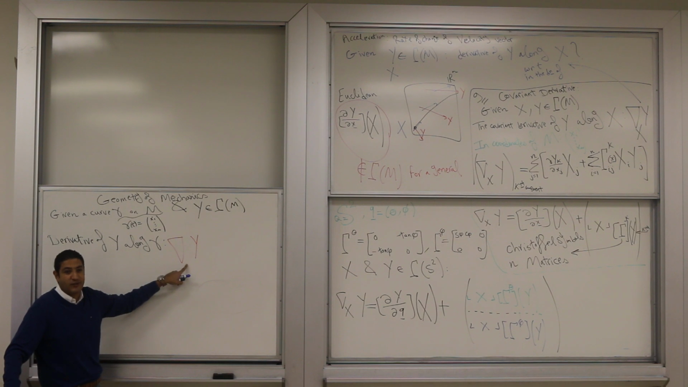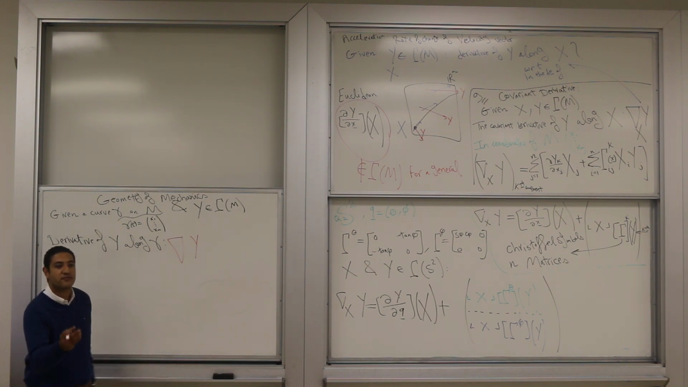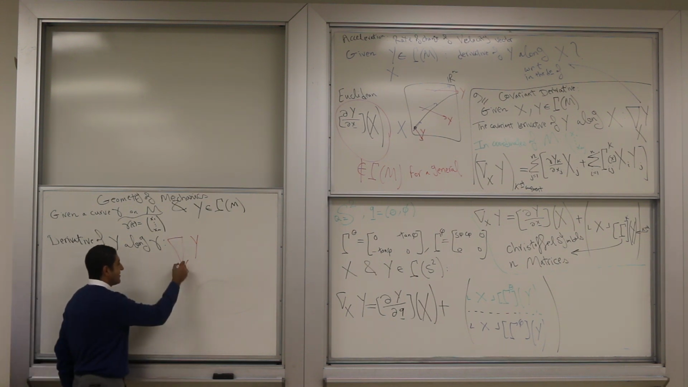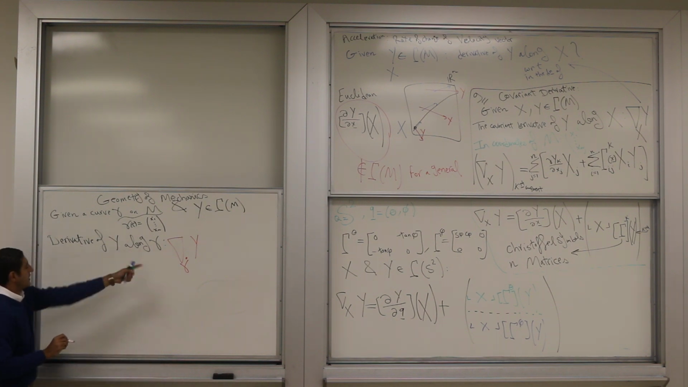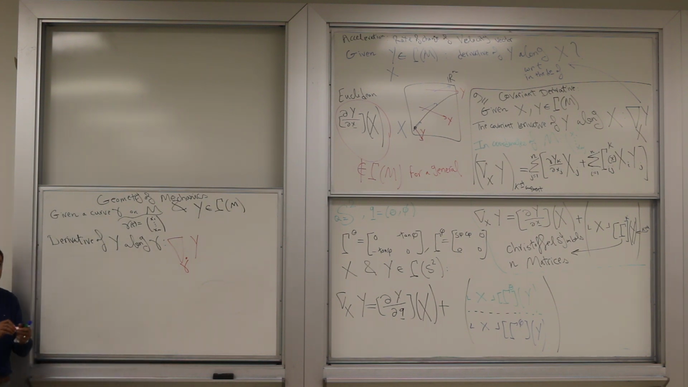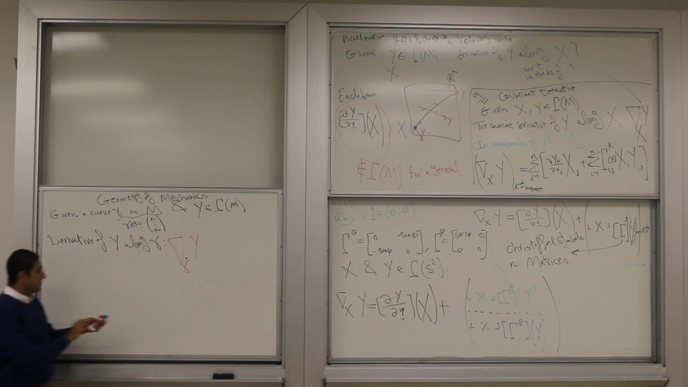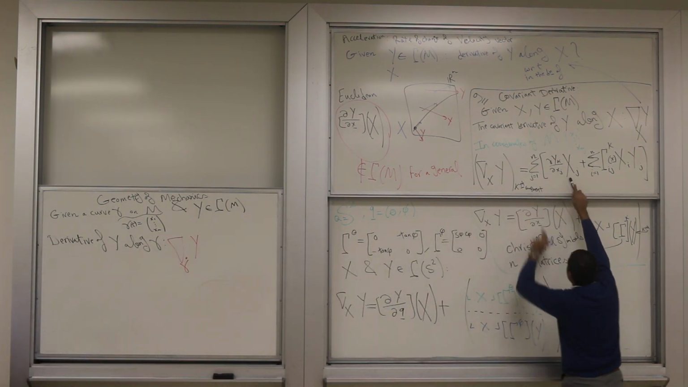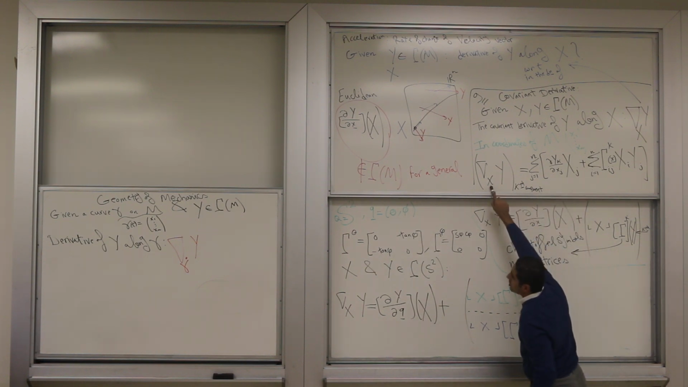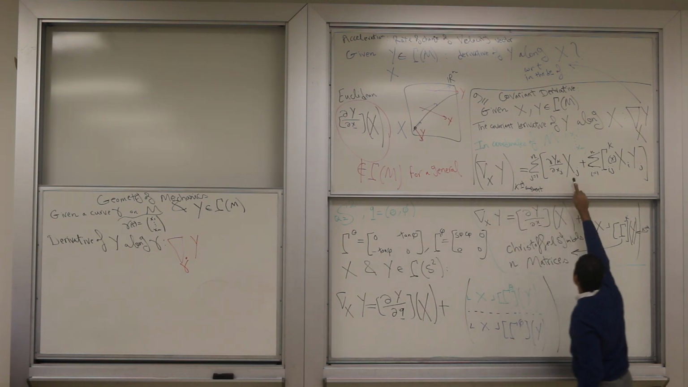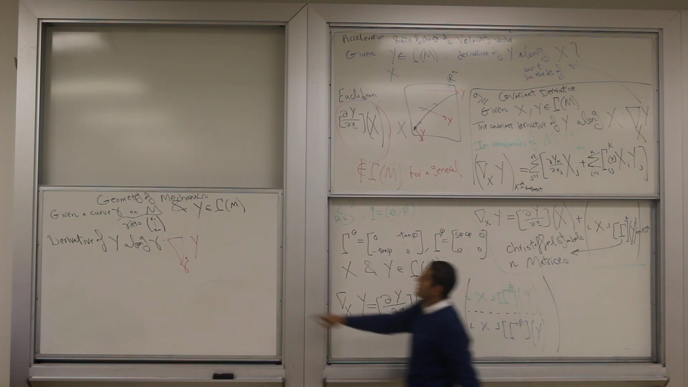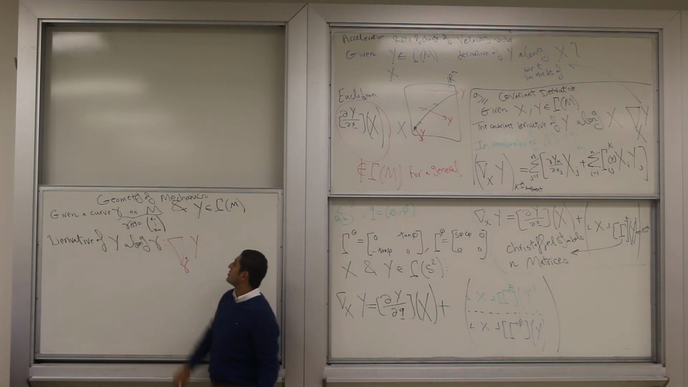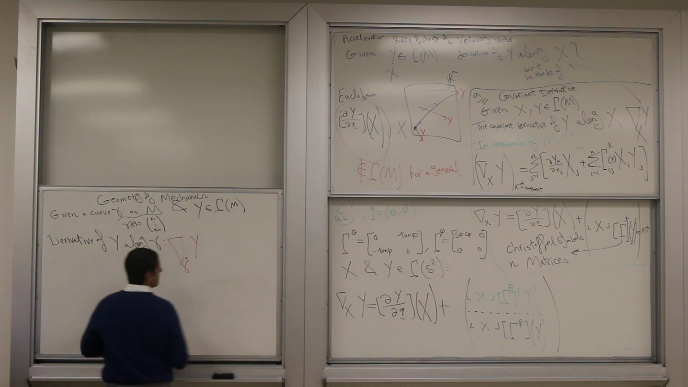Can you make a vector out of gamma? Gamma of t is not a vector. Gamma dot, this is the velocity vector of gamma, right? So this is the derivative of y along the curve. And by definition I can use the exact same thing here. For any large X, I'm going to put the corresponding gamma dot, which is little x dot.